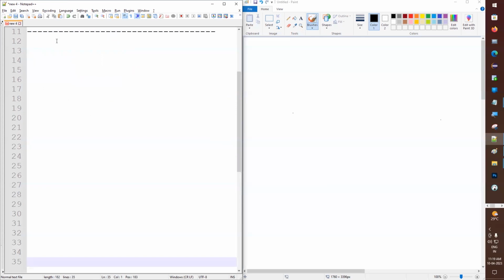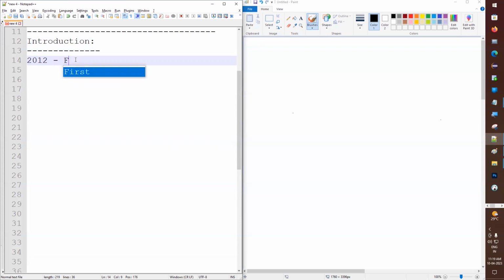So this is an introduction to Snowflake, or data warehouse introduction, whatever we can consider an introduction. Snowflake was founded in 2012, in California. In California, they started working on this Snowflake data warehouse.